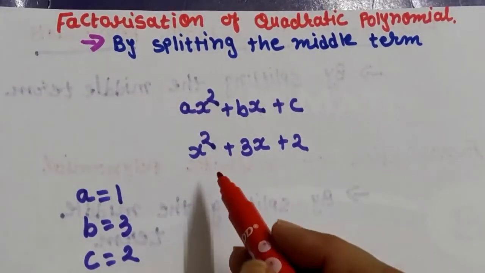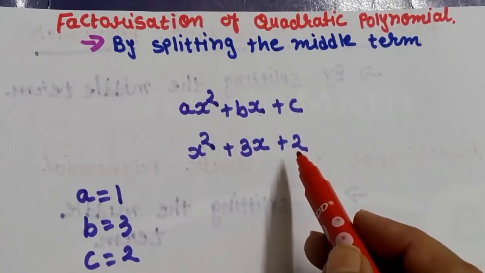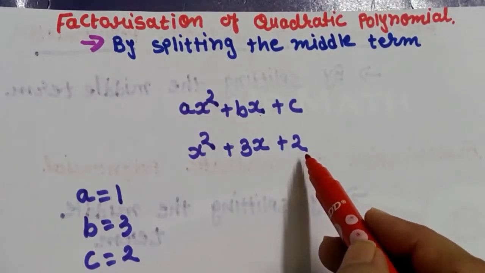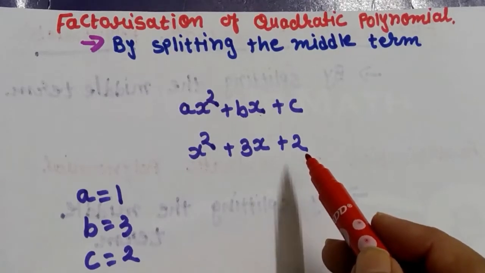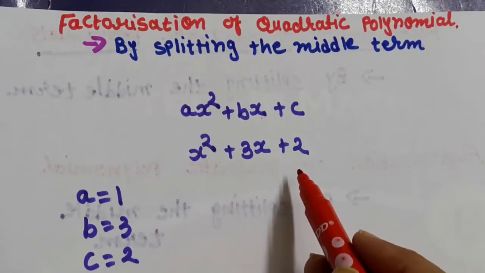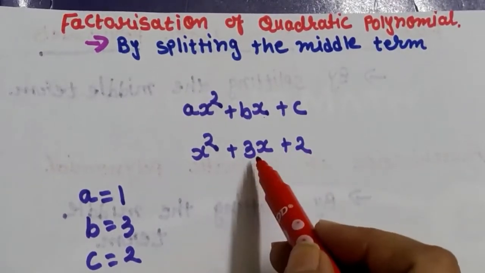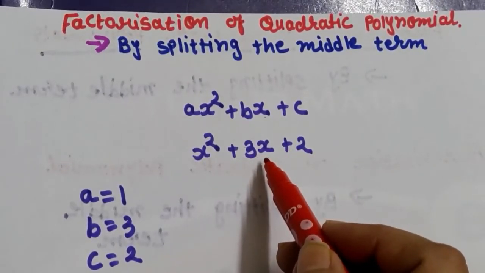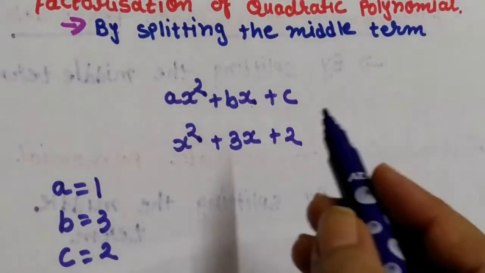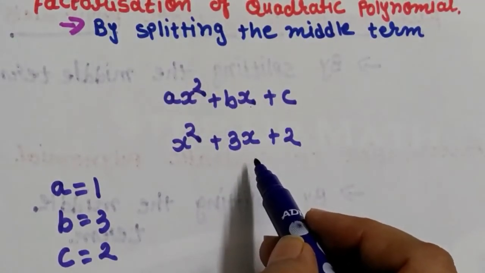Now again the question is how to factorize x square plus 3x plus 2. We cannot factorize it by using any identity as the last term is not in the squared form. So how do we factorize it? We have the simple technique of splitting the middle term. In this polynomial, 3x is the middle term and we will split it to factorize this polynomial. Here we will split 3x in such a way that it would help us factorize using grouping.